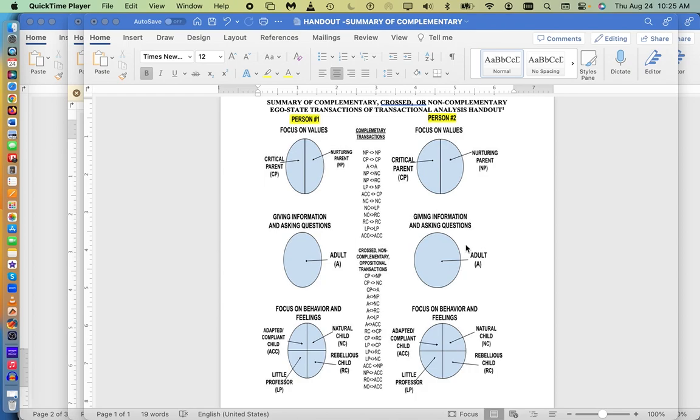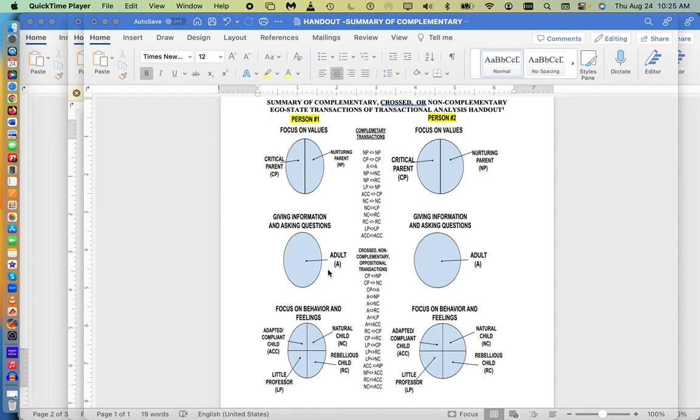So now, what is the secret about these 7 ego state transactions? When we speak from our adult and ask questions and give information, those transactions are always complementary. Those transactions facilitate and enhance human communication. And in this diagram, when the adult in person number 1 exchanges information with the adult in person number 2, there is clarity and understanding.